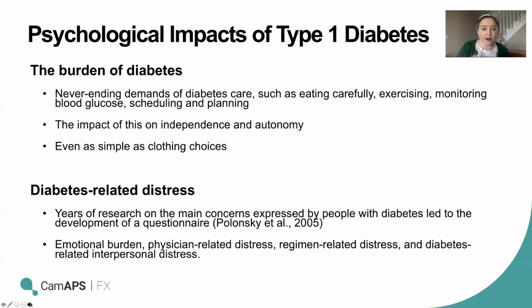And the 4 areas were the emotional burden of living with diabetes; physician-related distress, which is when people don't feel that their doctor understands what they're telling them, or is a bit overly prescriptive with the insulin regime; regimen-related distress, which is the burden of the actual diabetes care in itself; and diabetes-related interpersonal distress, so how you relate to others when diabetes is a factor.